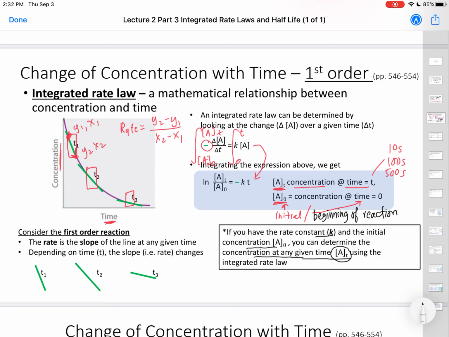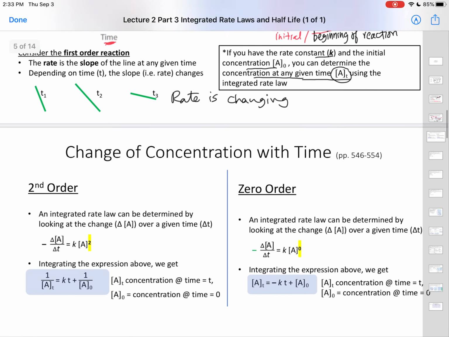So basically, although the rate is changing over time, and this is the rate, this is the slope, right? The slope of this line is the rate. So the rate at T1 versus T2 versus T3 is changing. But using this equation, you should be able to calculate the concentration at all of these intervals. And this is only for first order, okay? There is an equation for each of the other orders. It requires a little bit of calculus to run them all through, okay?